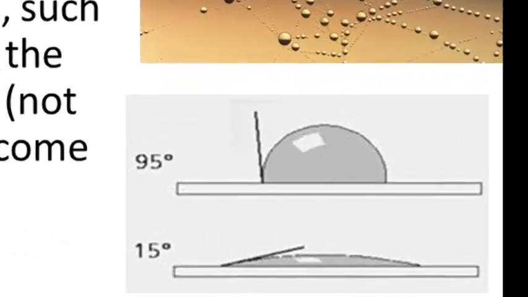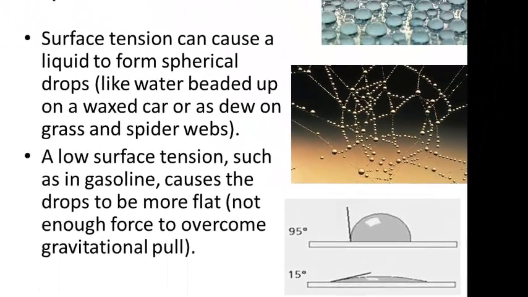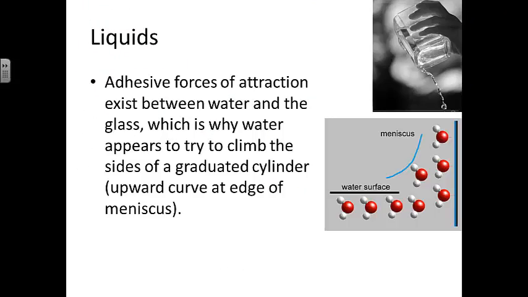So as you can see in this lower diagram, the top picture is probably something with a strong attractive force, such as water. Water has a strong cohesive force pulling the particles together. The lower picture, you can see that the liquid droplet is nearly flat. That would be like gasoline or something with very low attractive forces acting between the liquid particles. Adhesive forces of attraction exist between water and the glass. That's that adhesion force, which is why water appears to try to climb the sides of a graduated cylinder, giving us that upward curve at the edge of a meniscus, as we see in this picture to the right.